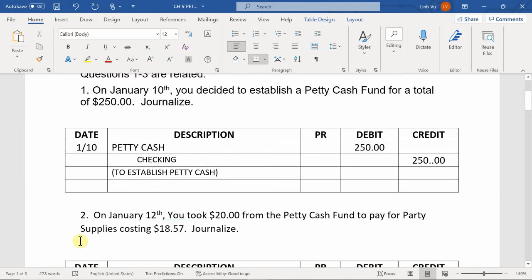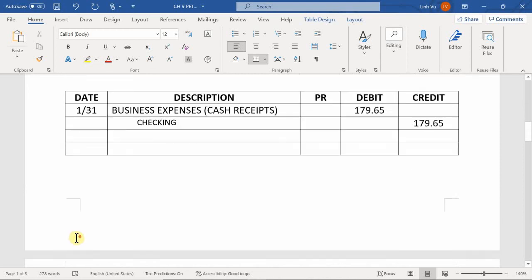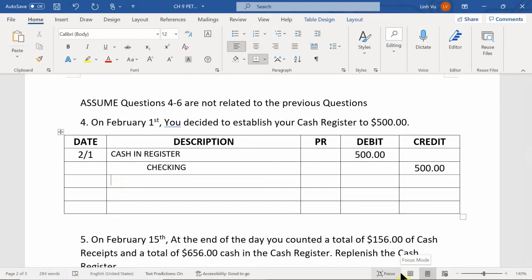So we learned how to establish it. We learned that you don't do anything when you take money out, and how to replenish it. So now I'm starting over. It is February 1st, and this time I'm opening a cash register. Not the same thing as a petty cash drawer. Yes, you could do cash in register debit, credit checking, for $500. And then of course you could put here: to establish cash in the register.